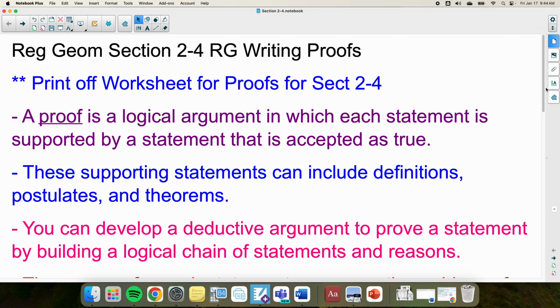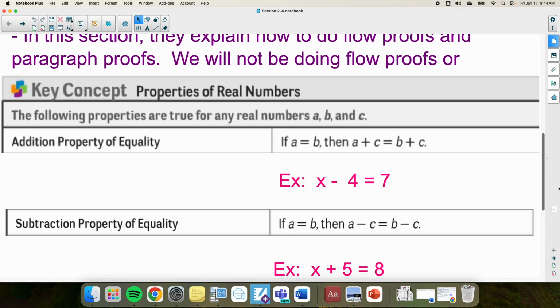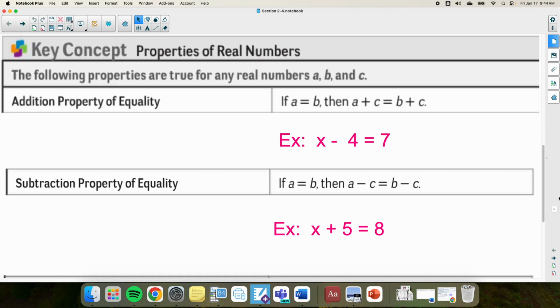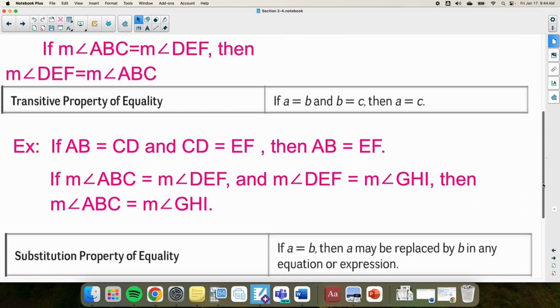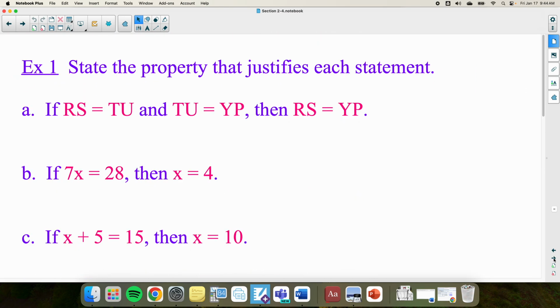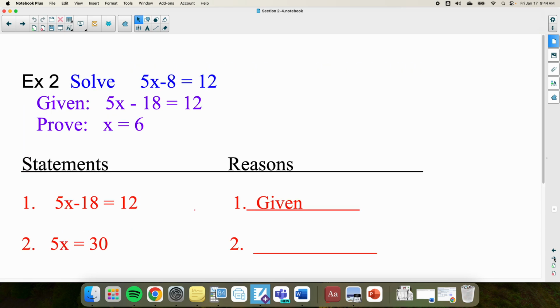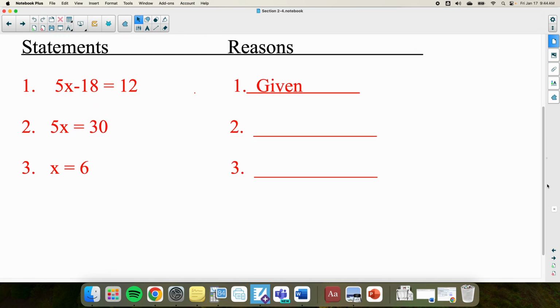So what we're going to be doing today is learning some properties first that we will use in algebra proofs. And an algebra proof, just to show you what it looks like, looks like this. They give you an equation to solve. They tell you what you should get for your answer. And then step by step, they solve the equation. And on these blanks, you say what they're doing. So it's really not that bad.